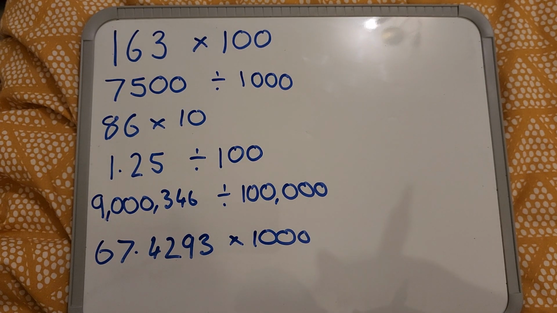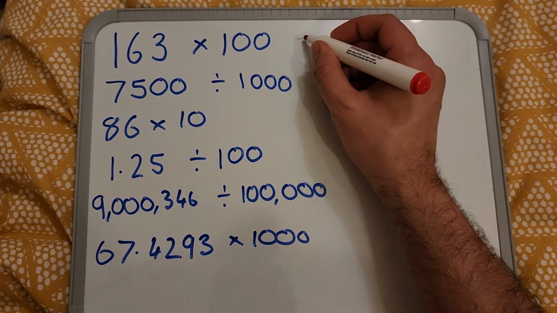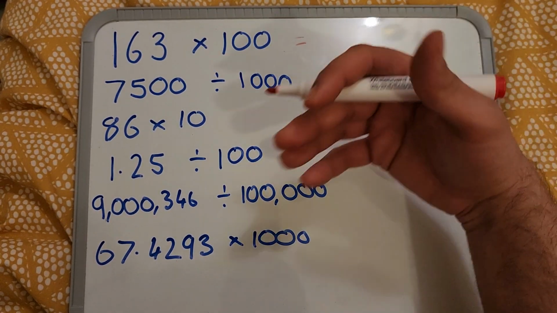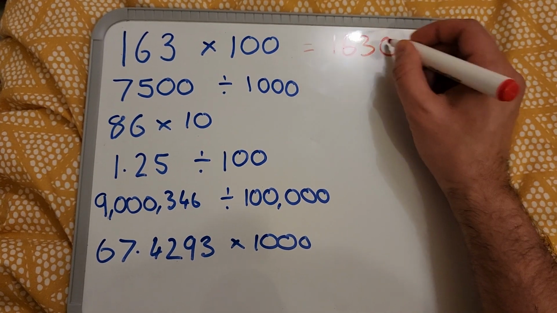Okay, so I'm assuming that we've all paused the video. We've all gone ahead and had a go at it, and now we're ready to see some answers. Okay, so 163 times 100. We can do that technique of just popping 2 zeros on the end. So the 1, 6, 3, 0, 0.